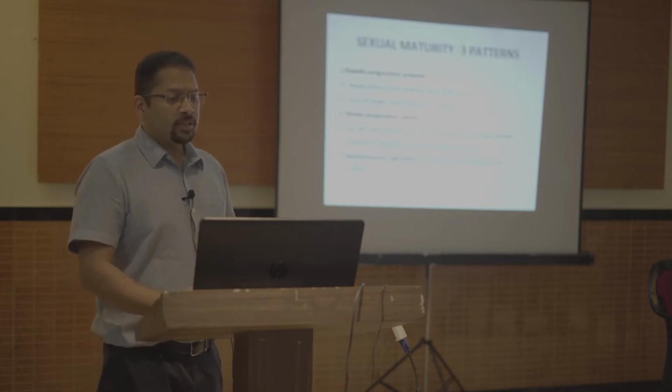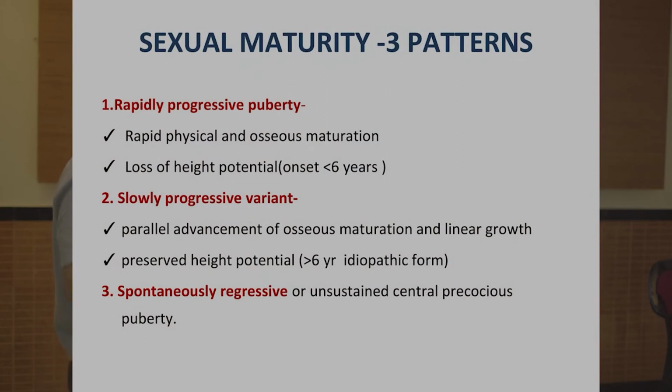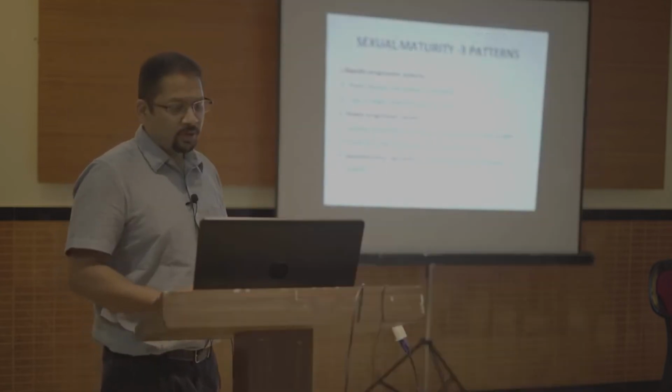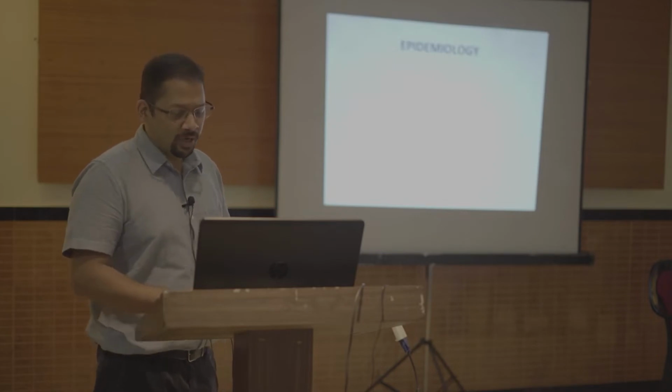So the maturity occurs in 3 patterns. One is rapidly progressive. That means the patient has loss of height potential, when precocious puberty develops before the age of 6 years, or progression from one stage to another within 6 months. Slowly progressive is when the advance of bone age occurs parallel to linear growth, and height potential is almost not disturbed, when the disease develops after 6 years of age. The third pattern is spontaneously regressive or unsustained central precocious puberty, which is idiopathic and occurs at around 8 to 9 years.